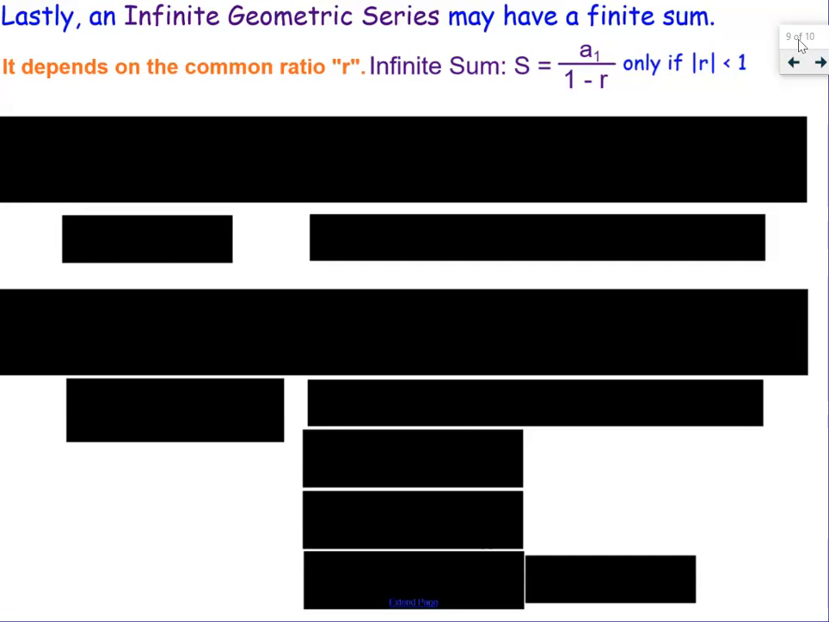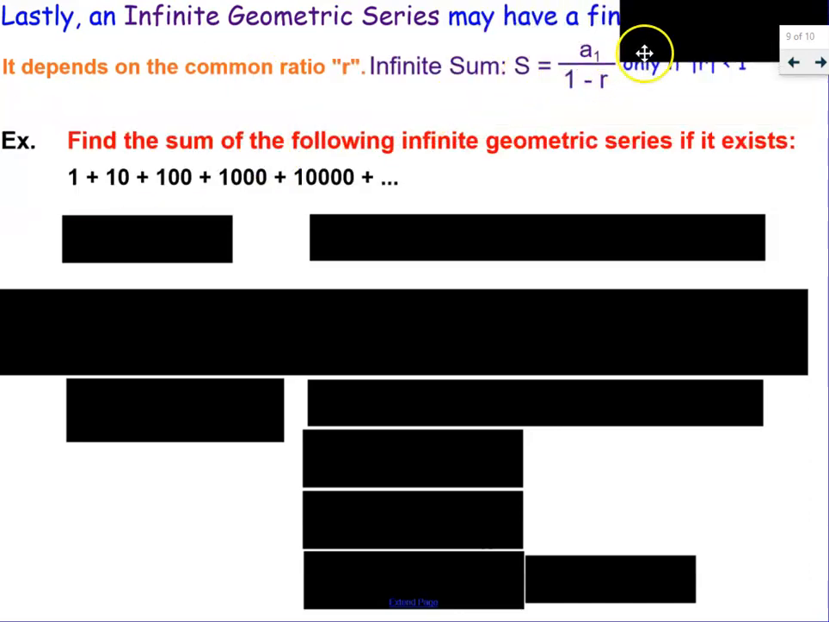We have infinite geometric series. And if it's an infinite list, that means it never stops going. It might have a finite sum, might not. It depends on the common ratio R. The formula for infinite sum, S, is the first term divided by 1 minus R. And this only works if R is less than 1. That's the absolute value of R is less than 1. So it's between -1 and +1.